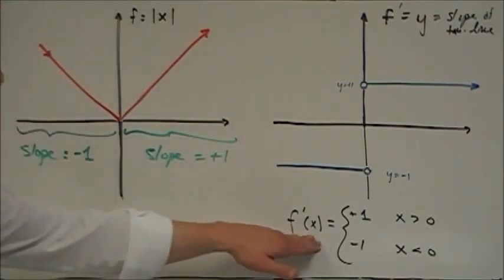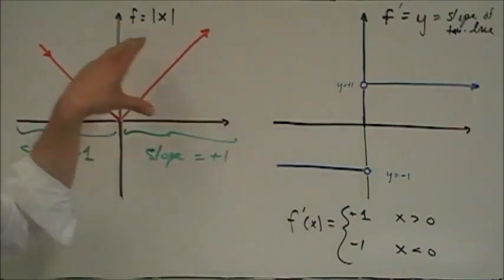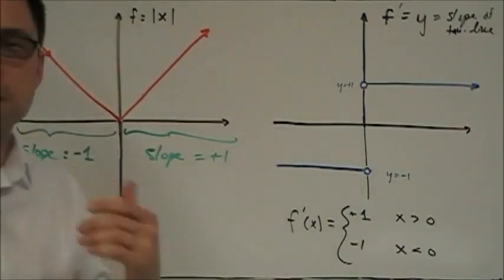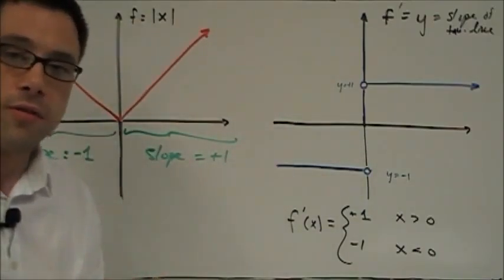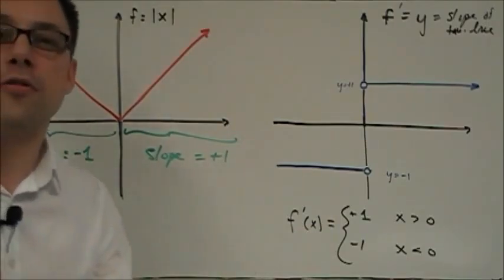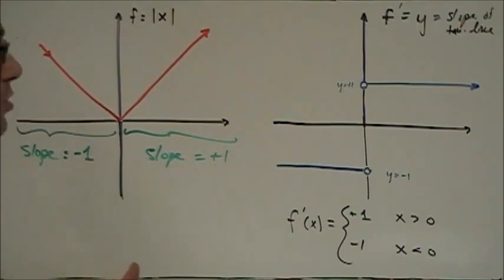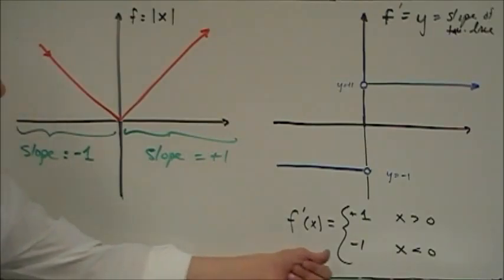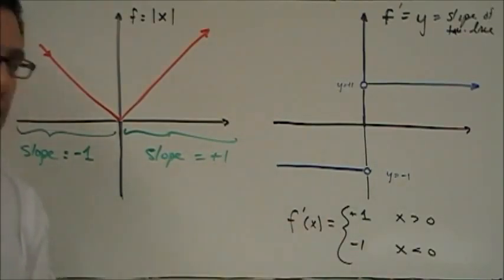Okay, so here's my derivative of the absolute value function. It's not something that we know how to do with shortcuts in the same way as polynomial functions, for example, but if we use the power of graphing, we can get a picture of the derivative and write down a perfectly good formula for the derivative of the absolute value function.